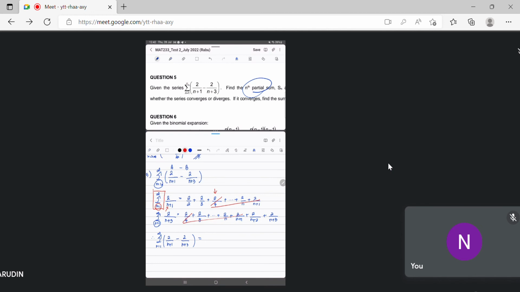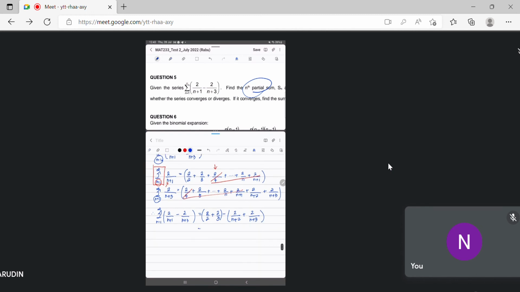So, bila benda yang sama you tolak, of course dah habis kan? So, yang baki tinggal apa? Yang dua ni, 2 over 2 plus 2 over 3 minus, sebab dua ni in the middle ada minus kan? So, minus. Okay, masuk pula yang baki untuk yang kedua ni, 2 over n plus 2 plus 2 over n plus 3. Okay, the next one.